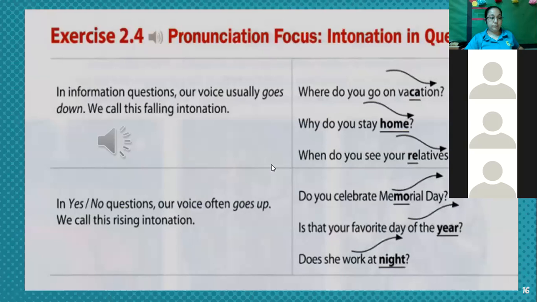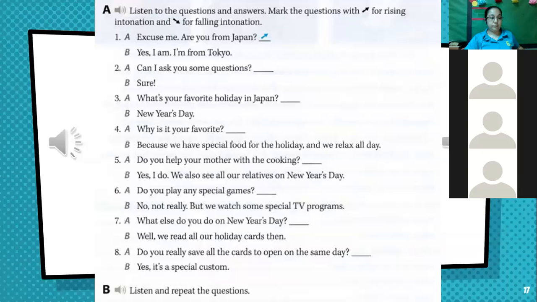This is the exercise that you have here on the same page, page 116. In this case, you draw an arrow, maybe an arrow up or maybe down. With the pen, okay? An arrow up is rising intonation, and down when it is falling. So you check if it is an informative or a yes-no question, yeah? Let me check. Pay attention, please. And remember, you draw an arrow in the space that you have here.